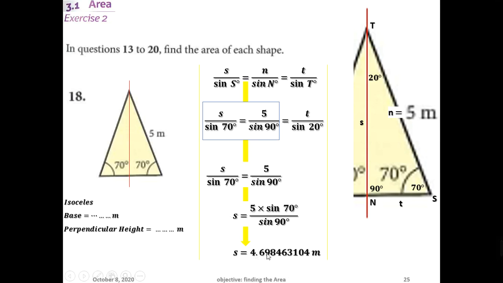4 is the first figure, 6 is the second, 9 is the third, so stop at 9. Look at the right, 8 is greater than 5, so it's going to bring my 9 up. So you're going to put 1 here, add it, 9 plus 1, 0, 1, 7. So it's going to be 4.70 meter, and this is correct to 3 significant figures.